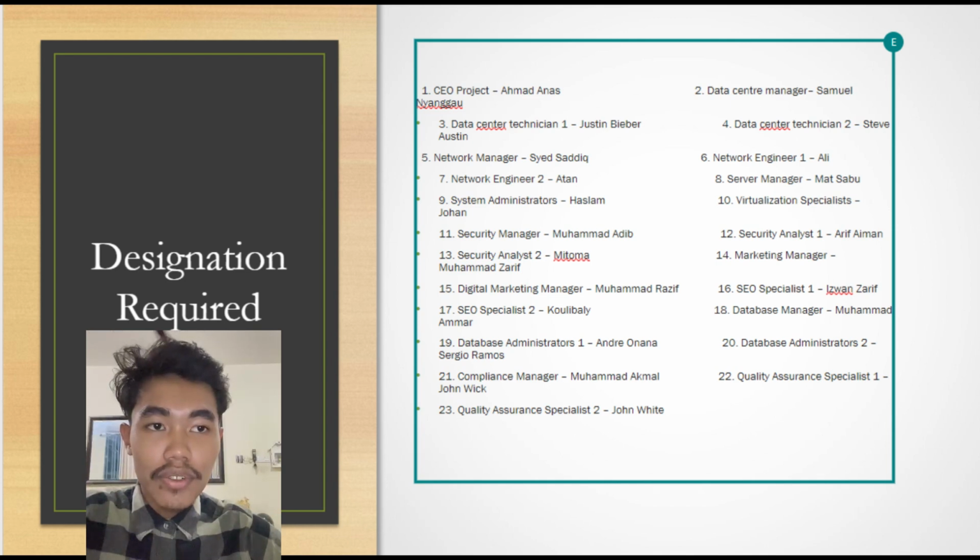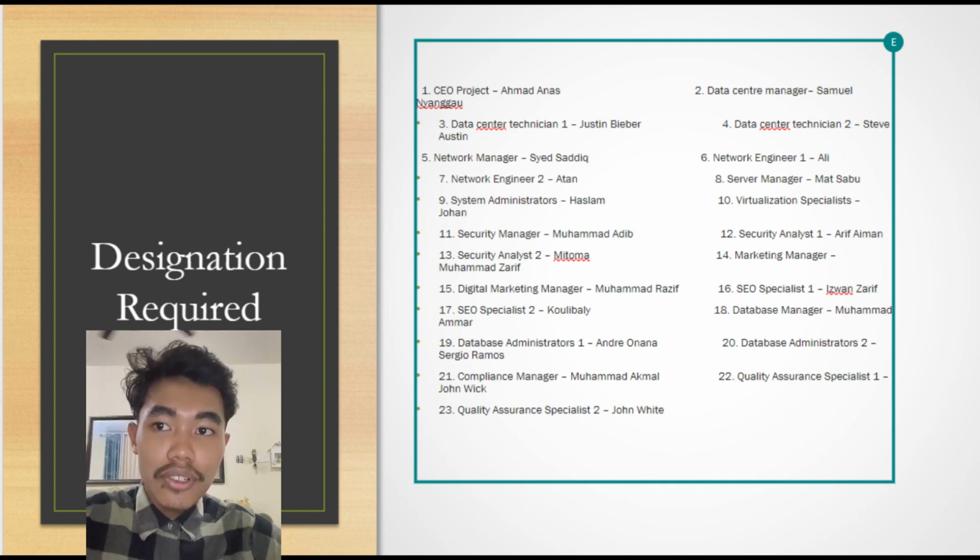Next, we have the server manager, which is Mat Sabu. The server manager oversees server hardware and software, including server provisioning, virtualization, and performance monitoring. Under the server manager, we have the system administrator and the virtualization specialist. For system administrator, we have Aslam, and for virtualization specialist, we have Johan. The system administrator is responsible for server maintenance, configuration, and troubleshooting, and the virtualization specialist manages virtualized server environments and hypervisors.